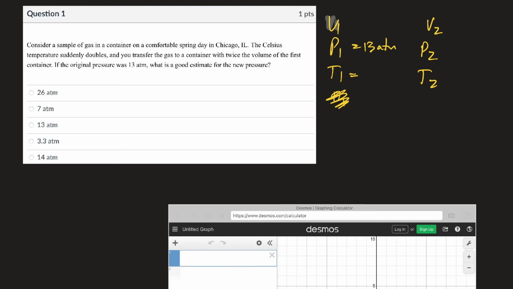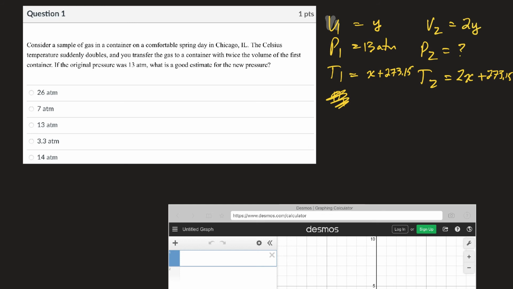They say the original pressure was 13 atmospheres, and the Celsius temperature doubles. I'm not sure how I would write that, so let's write it like this. The Celsius temperature, let's call it X. But that's in Celsius, right? So I'd have to go X plus 273.15. And so the second temperature will be 2X plus 273.15. They want an estimate for the new pressure. And the volume? The gas is transferred to a container with twice the volume, so say the volume is Y, then this one is going to be 2Y.